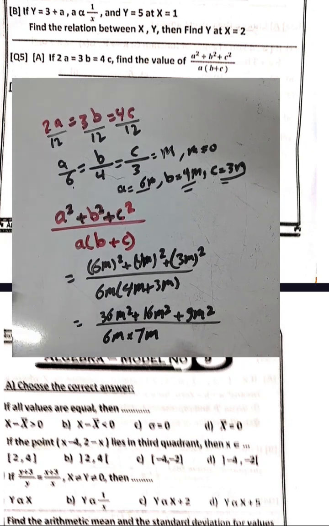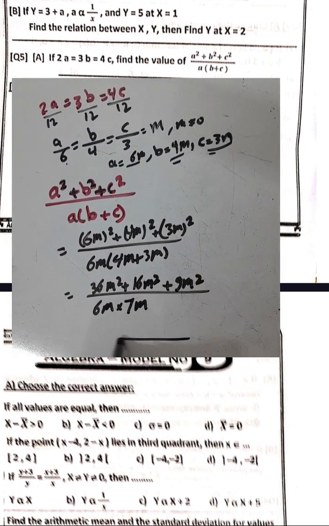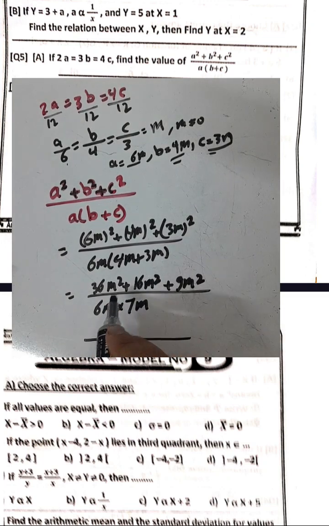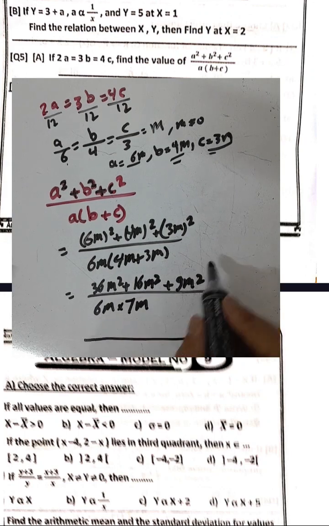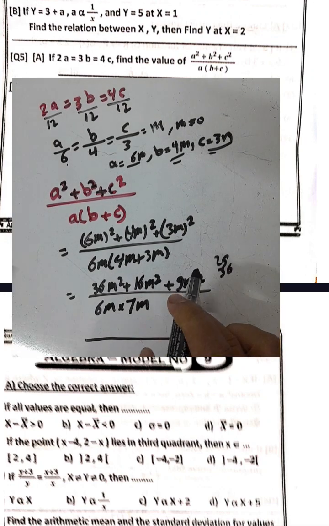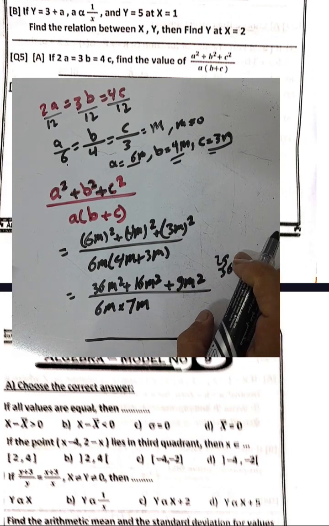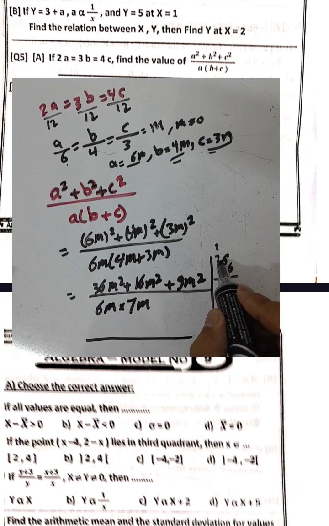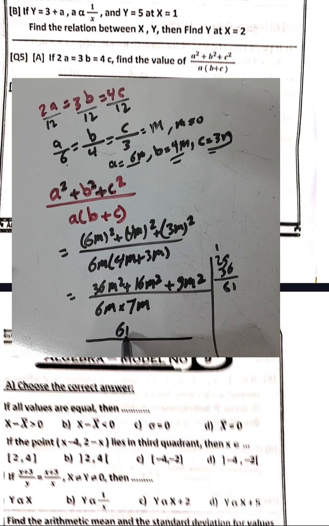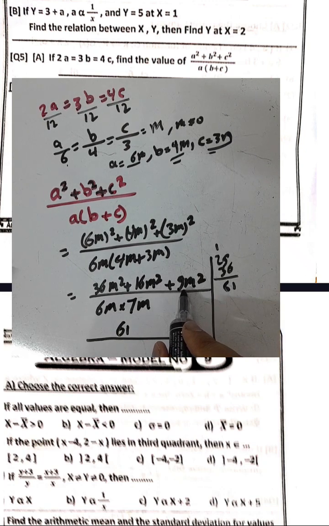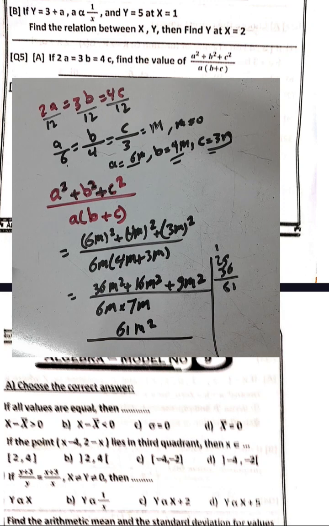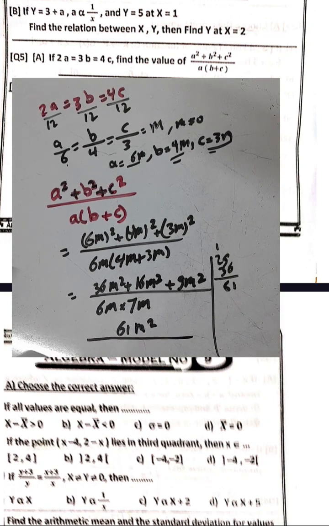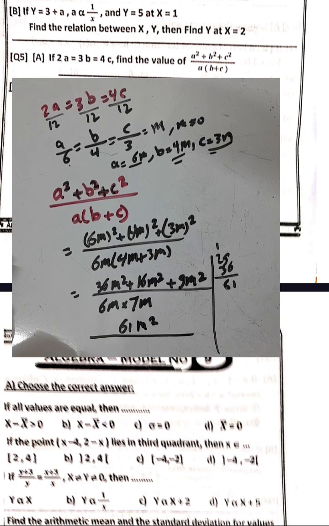We can simplify here by adding. Result: 36 plus 16 plus 9. 9 plus 16 is 25, 25 plus 36 is 61. The result will be 61M power 2. Understood? Because you want to find A power 2 plus B power 2 plus C power 2.